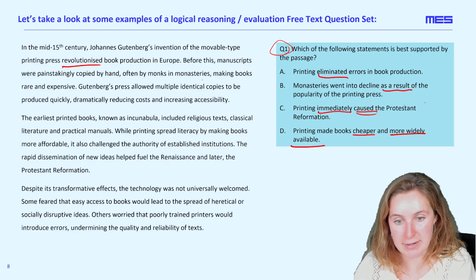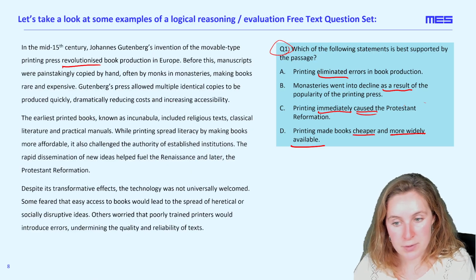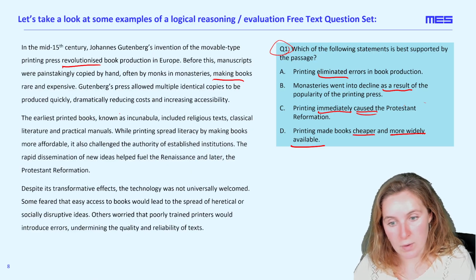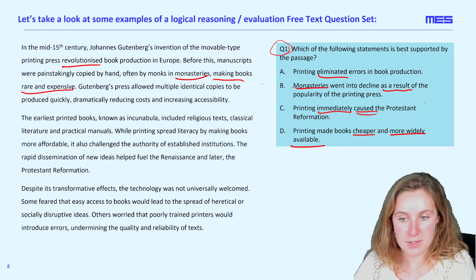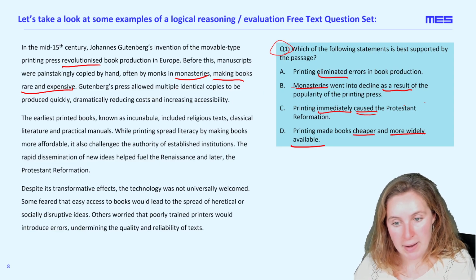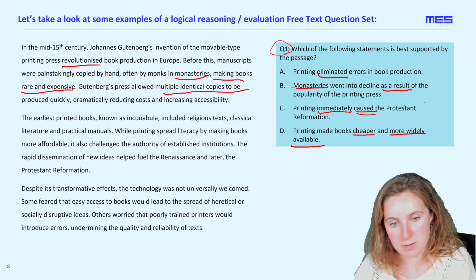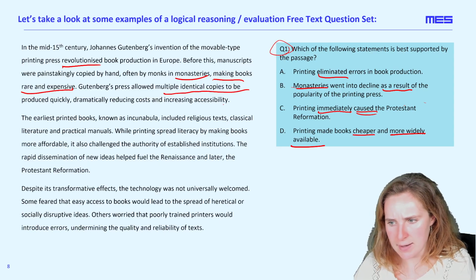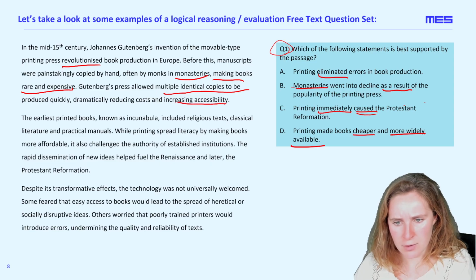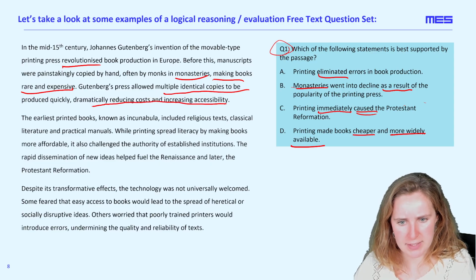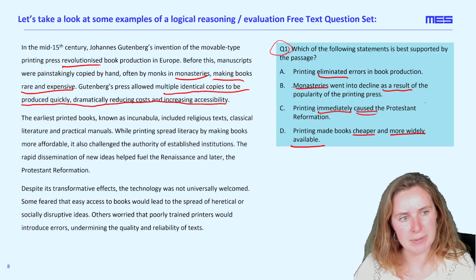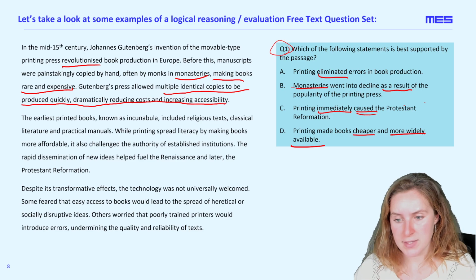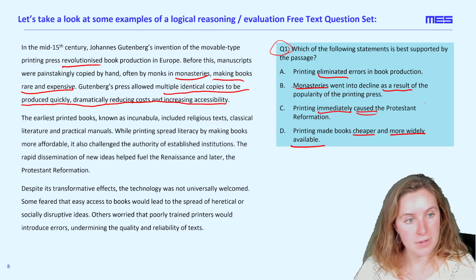production before this manuscripts. We can see the process, this meant that books were rare and expensive initially, and we're noticing monasteries, one of our keywords from the answers is here in this first paragraph. Printing press allowed multiple identical copies to be produced quickly, and here is some information here, not a keyword but a synonym for a keyword with available and accessibility, and the same with reducing costs and cheaper. So though they are synonyms for the words in the passage, they're not the exact same words.